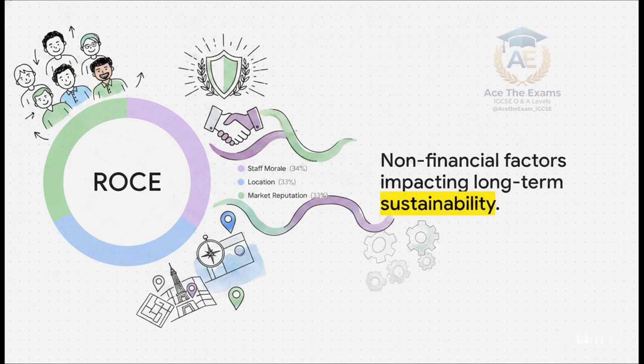And to really maximize your AO3 points, you've got to discuss the quality of the profit by looking at non-financial factors. We're talking about things like staff morale, the physical location of the storefront, and their overall market reputation. None of these things are written in the ledgers, but they are absolutely crucial for understanding a company's true long-term return on capital employed, or ROCE. Do not leave these non-financials out of your written answers.